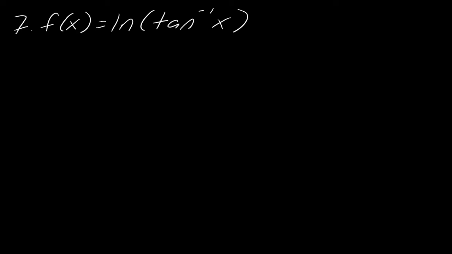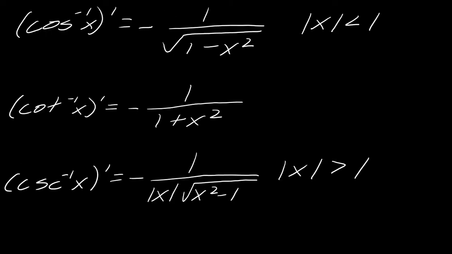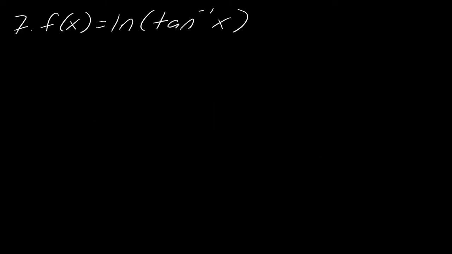For number 7, we're going to have to use the chain rule here. Once again, I pointed this out in the last problem, but I'll point it out one more time. This is not a negative 1 exponent. This is referring to the inverse tangent function. If you forgot the derivatives to that, not all calc classes cover them. I cover them in mine, so I'll quickly flash those derivatives for you so you can pause and write them down if you want.